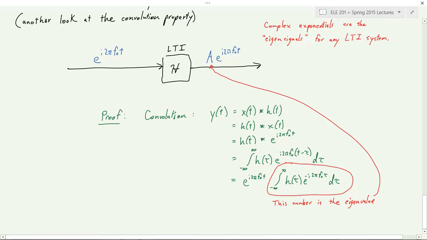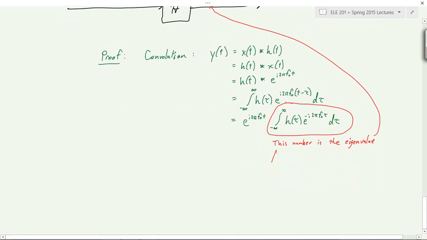We could label it, instead of using A, I'm going to call it capital H, because it depends, of course, on the system h. It depends on the impulse response h. It also depended on the particular frequency of our eigensignal there. All right? And hopefully somebody noticed something about this formula. Tell me, what is this H of f naught?